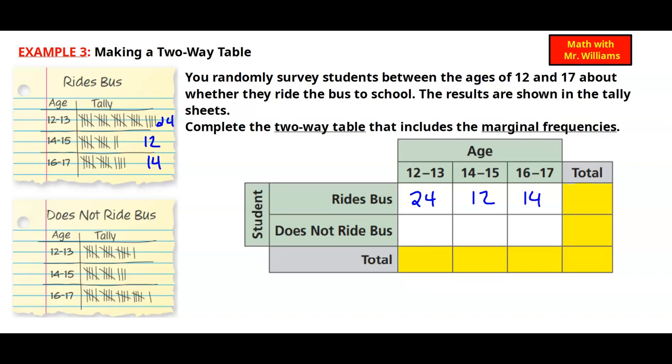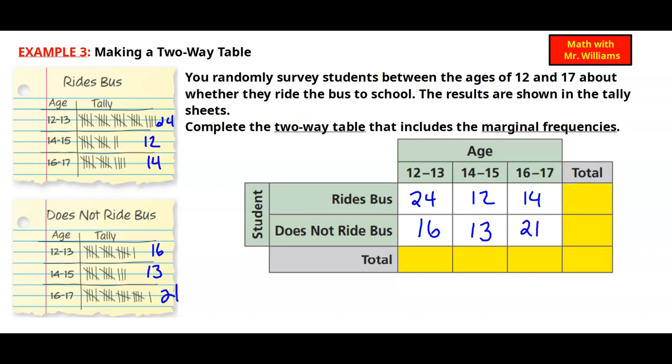All right, let's take a look at does not ride the bus. So we have 12 to 13, we have 5, 10, 15, looks like one more, so 16. Then we have 14 to 15, we have 5, 10, and another 3 at 13. Now 16 to 17, we have 5, 10, 15, 20, and another one, so that is 21.